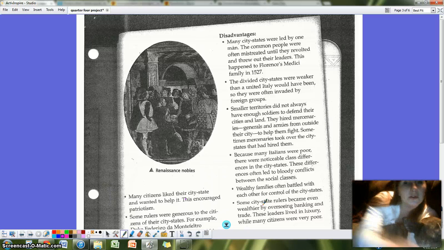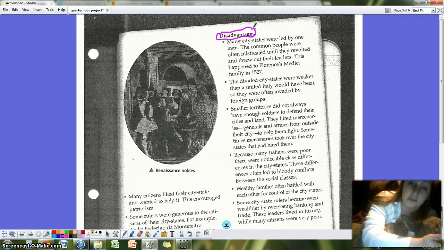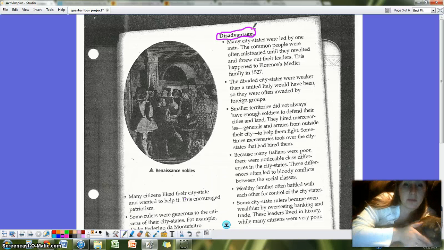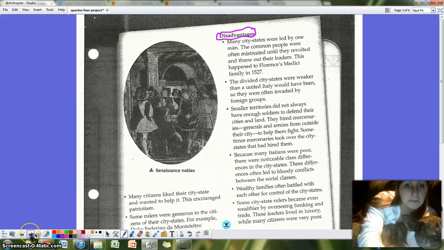So what I want you to do at this time, I want you to either circle advantages or disadvantages. Whichever one you think was true for the Renaissance period, that the city-states were an advantage to their form of government, or that the city-states were a disadvantage to that form of government. Go ahead and circle whichever one you agree with now.